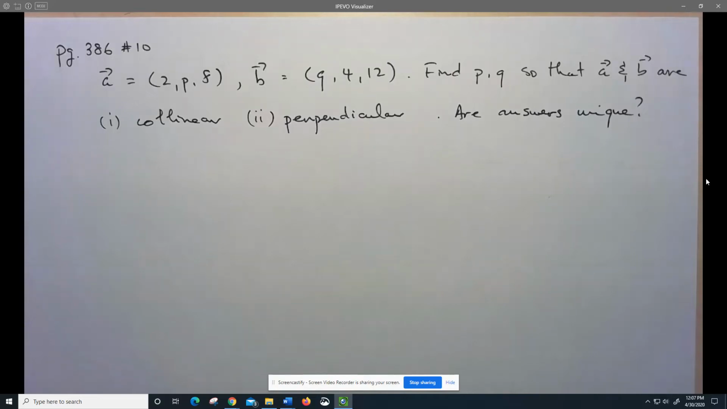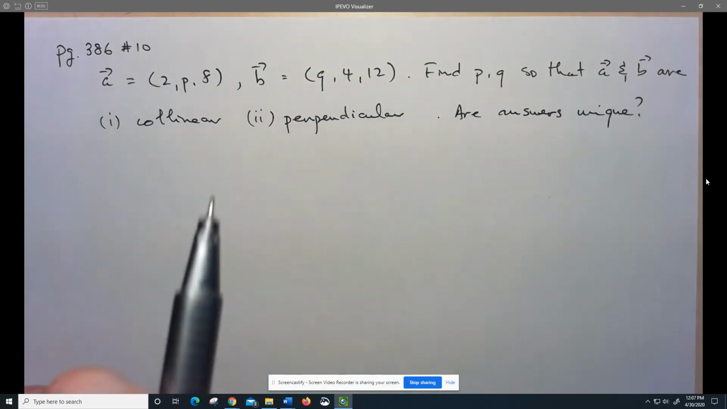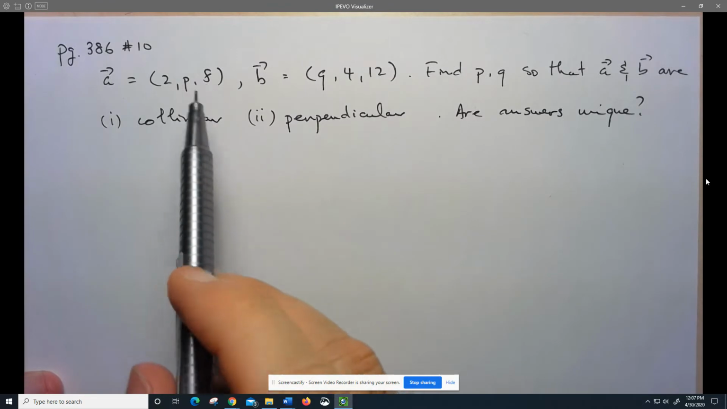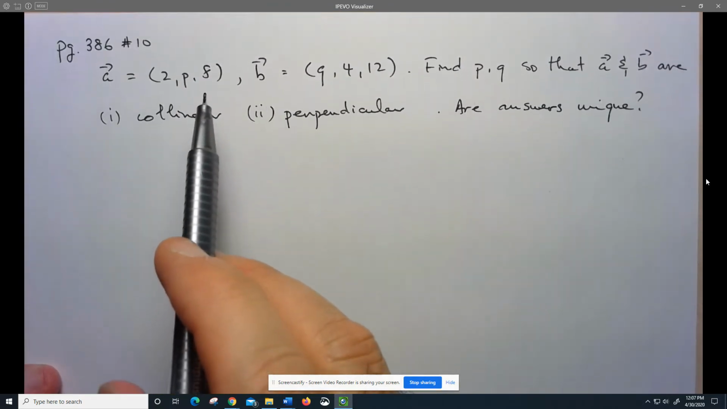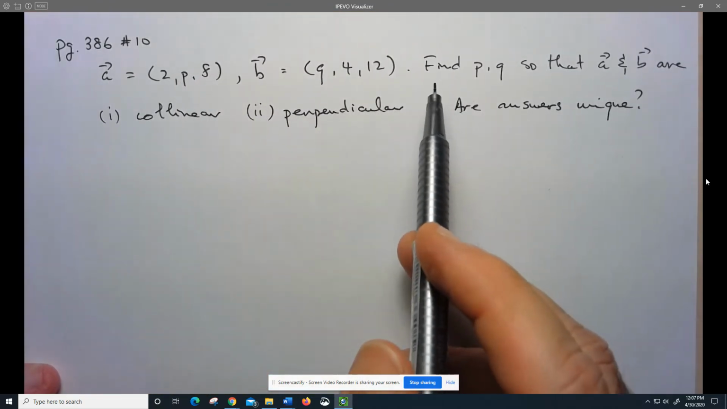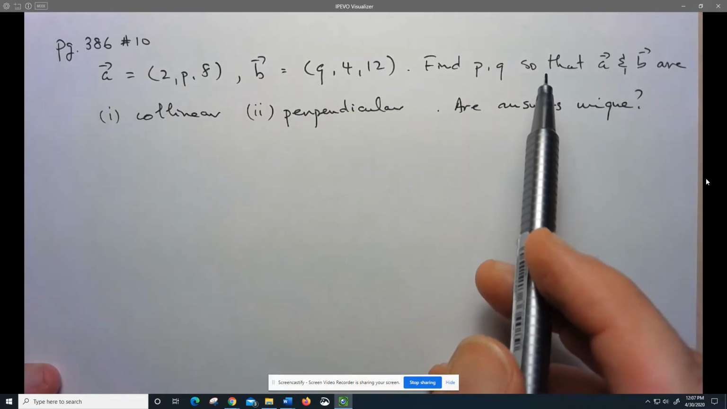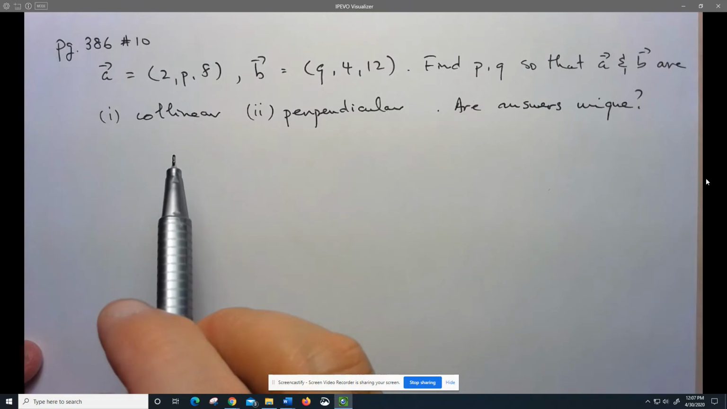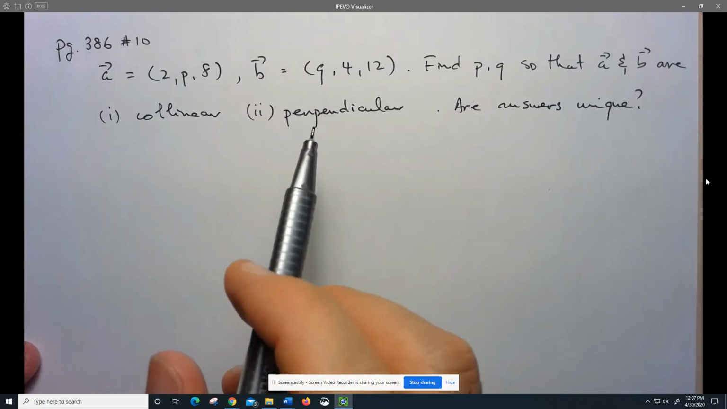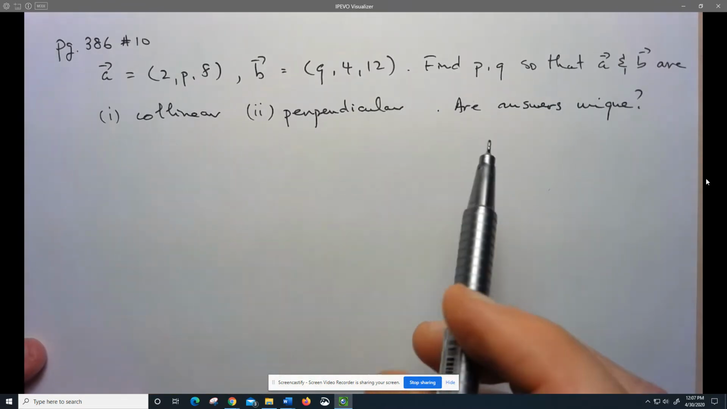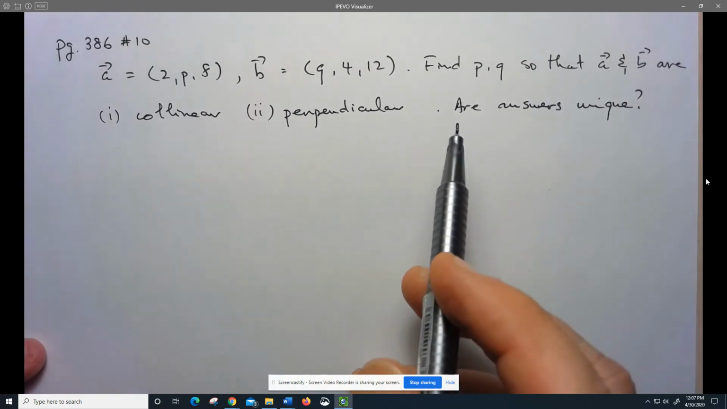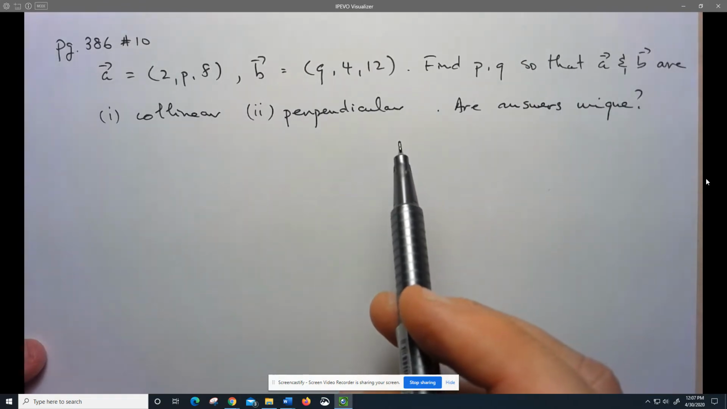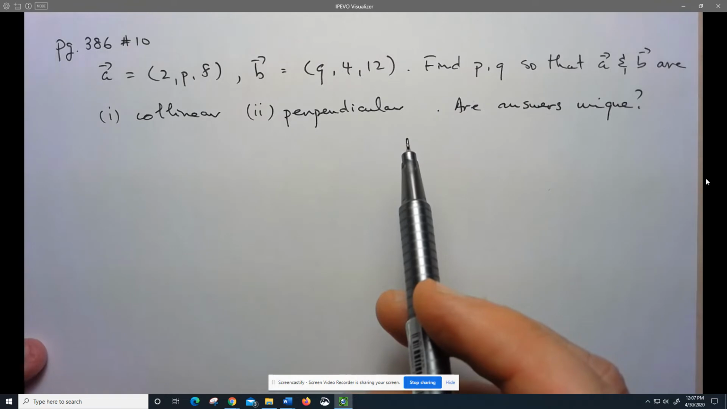Hi folks, we're going to take a look at page 386, number 10. So here they give us these two vectors, and we notice that there's unknowns in each of these vectors, and they want us to find those unknowns under these two conditions. In the first one, these two vectors are collinear, and in the second scenario, the vectors are perpendicular, and they want to know if the answers we get are unique, meaning is there only one answer to solve the particular problem, or possibly more than one.